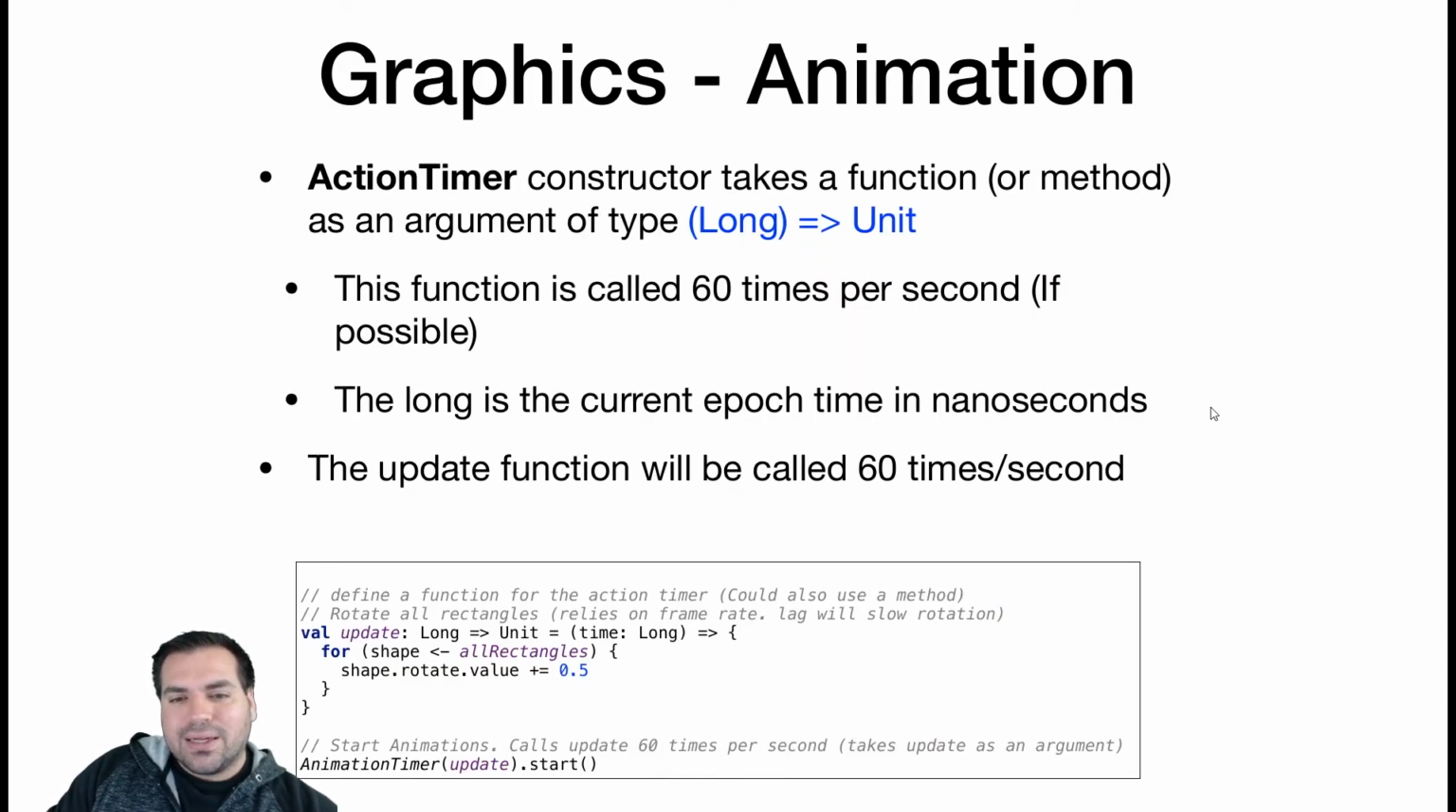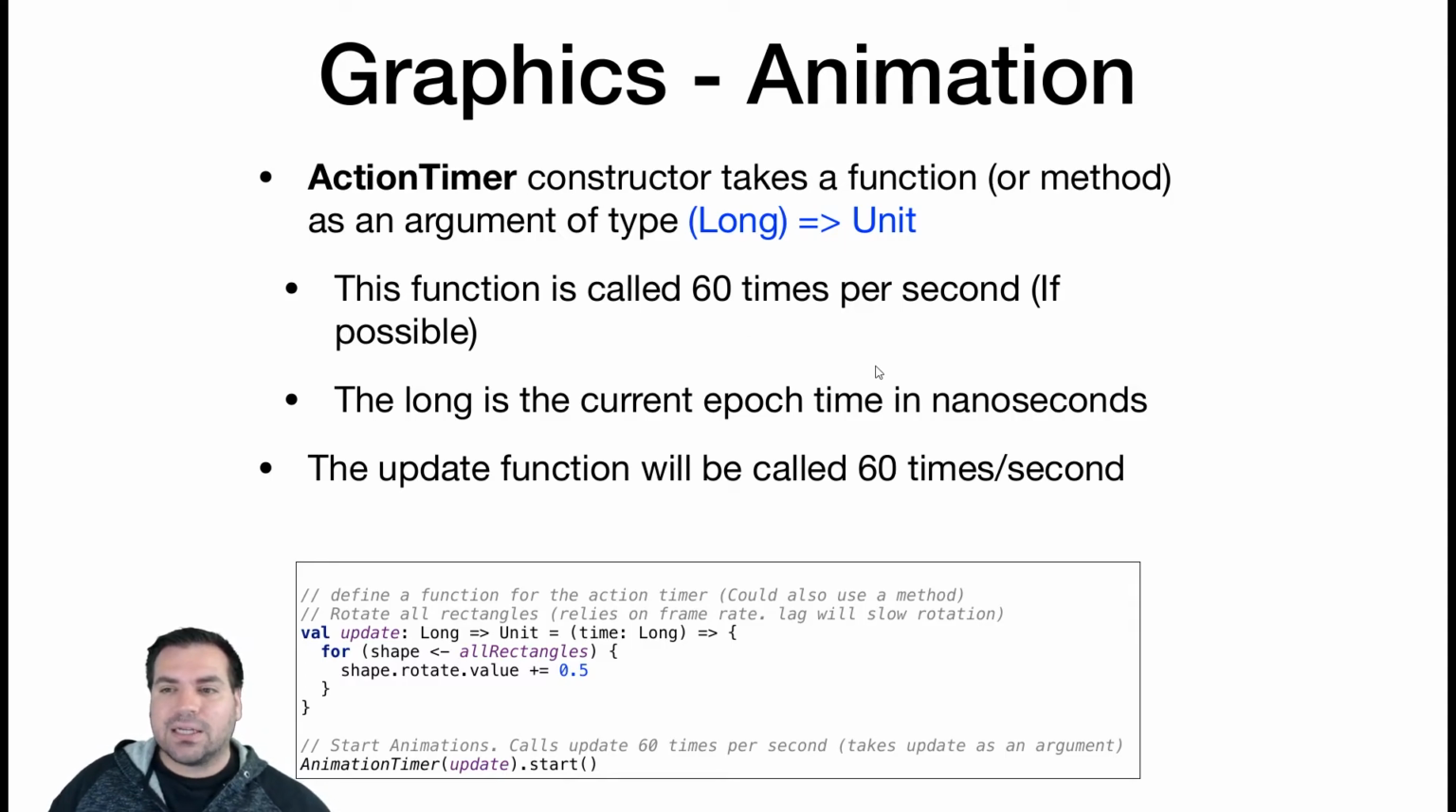And if we want things to move around, which we often do in a graphical GUI, we can use what's called an action timer in our code, where we're going to give it a function. So this is where we use the FP. A function that takes a long and returns nothing, and the long is a timestamp of the current time, just like you're using for clicker. This is going to be called 60 times per second if it can.